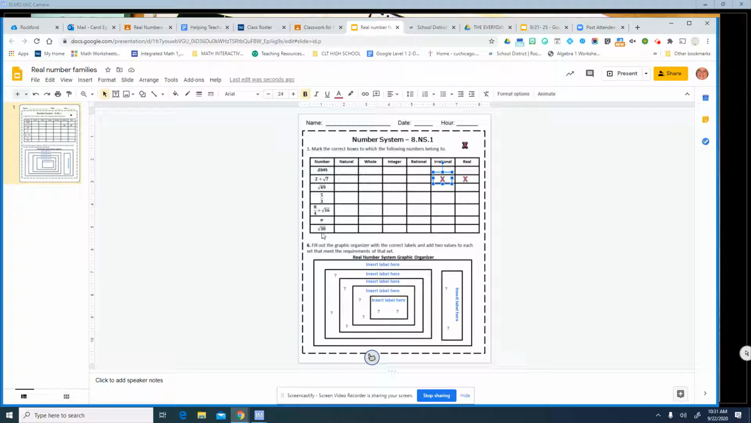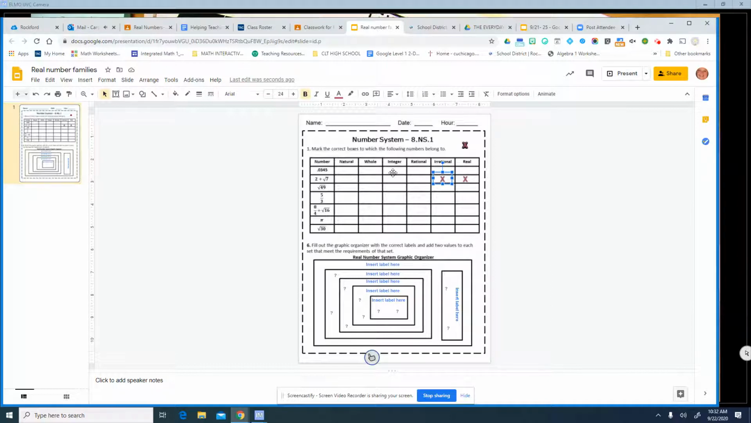Something like 5/3, that's a fraction. I have to determine, is that a real number? If it is, I put an X in the box. And then, is it rational or irrational? Has to be one or the other.